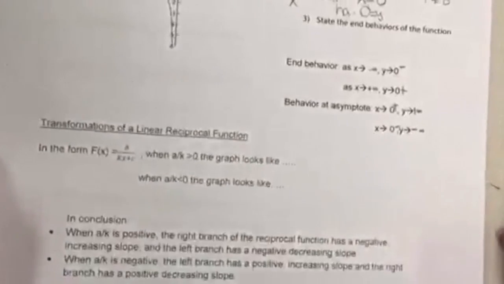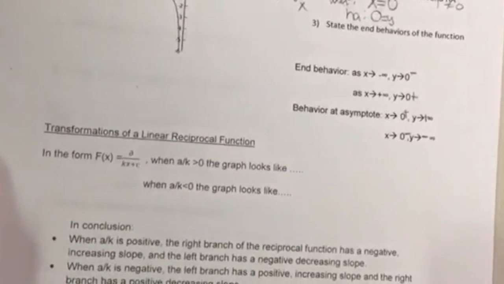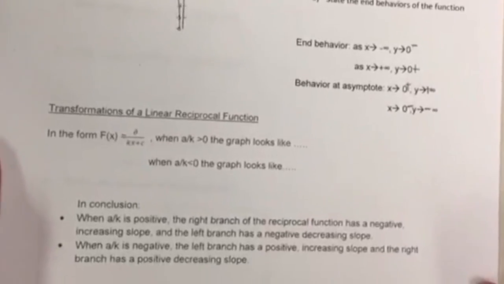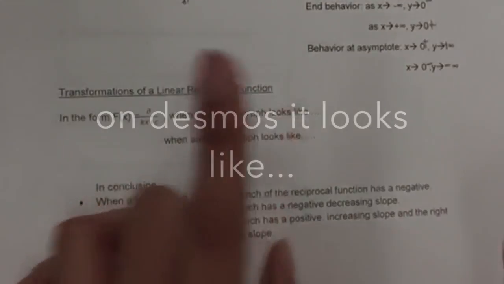Okay, so now transformations of a linear reciprocal function. In the form f(x) = a/(kx + c), when a or k is positive, the graph looks like.